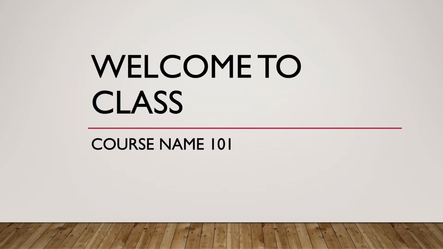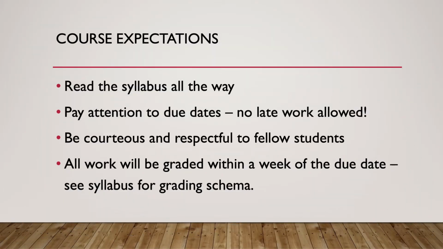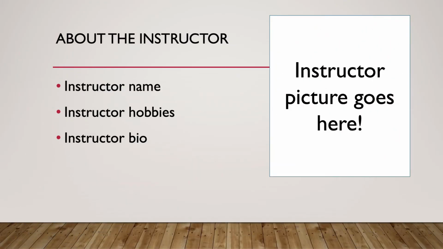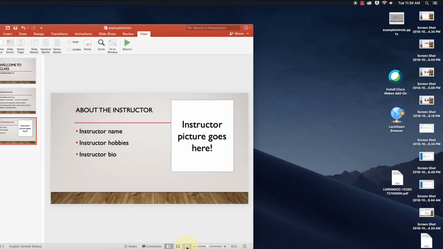So this is slide 1. This is slide 2, all about course expectations. And this is slide 3, which I've done a little about the instructor page here. And then once I get to the end of the slideshow, I'm going to click Escape. And I'm going to come up and end my recording for the QuickTime Player. So I'm just going to click on that little button we talked about earlier.